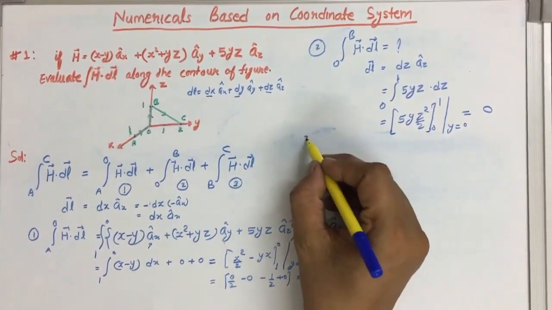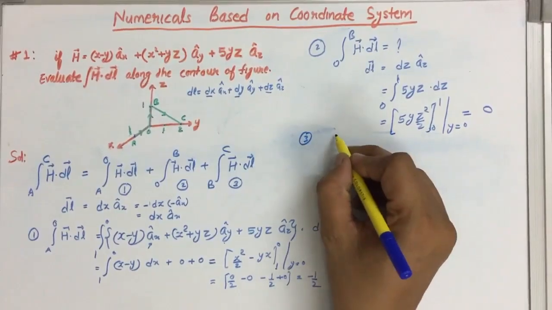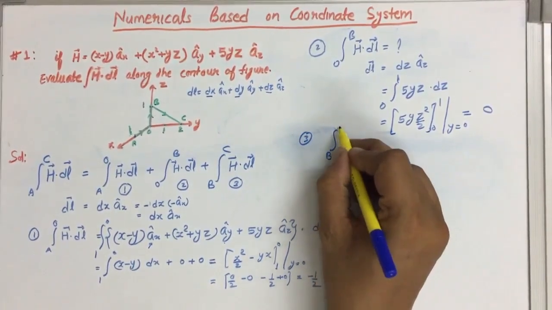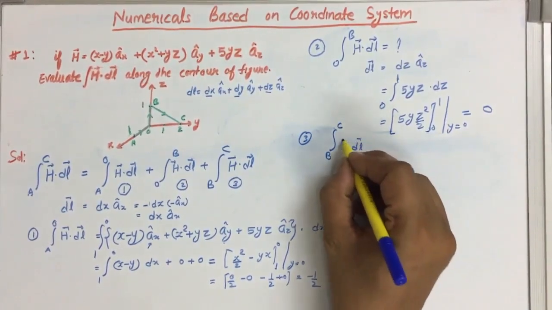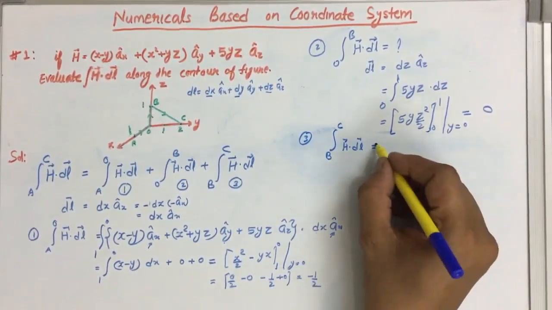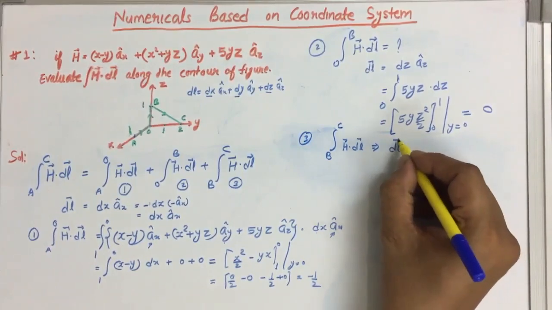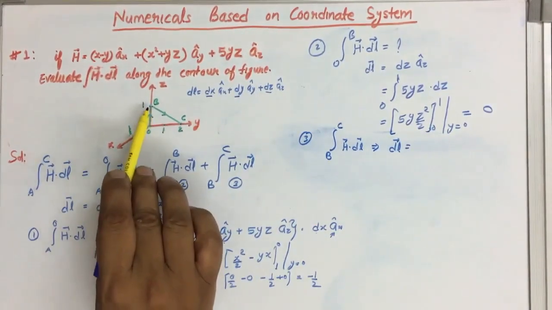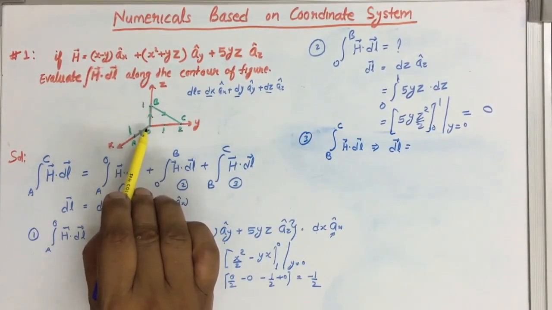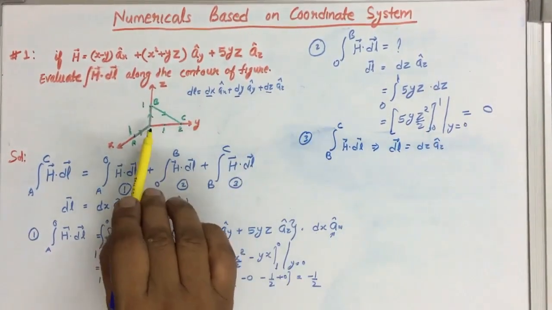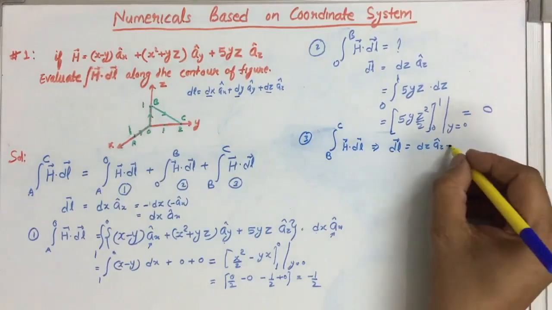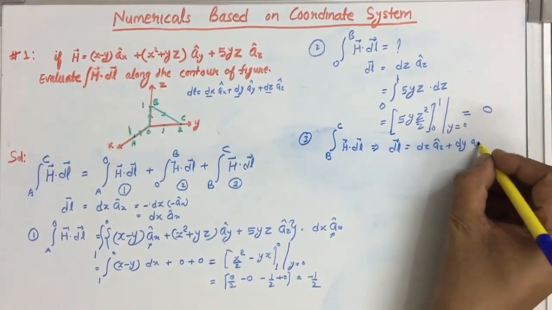Now for case 3, that is from B to C, H dot dl. Okay, so in this case, dl will be dz in the direction of az plus dy in the direction of ay.